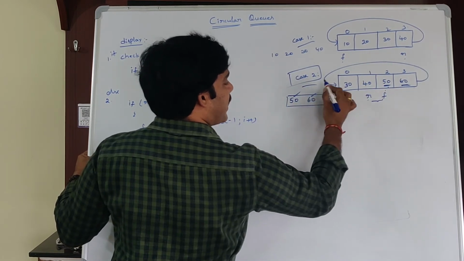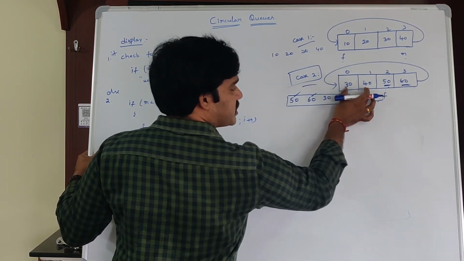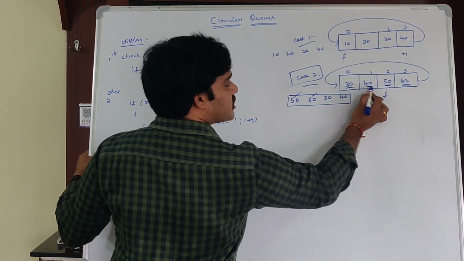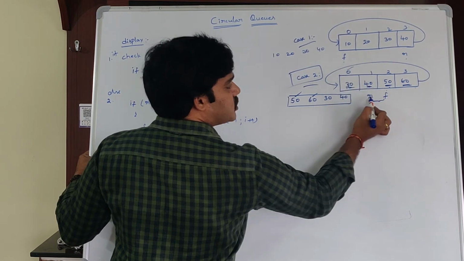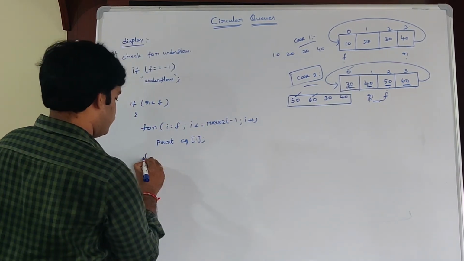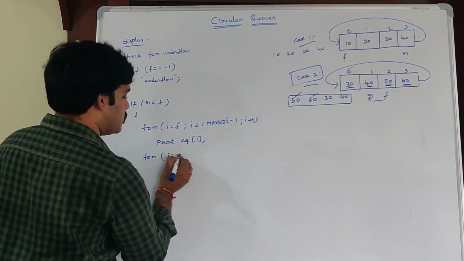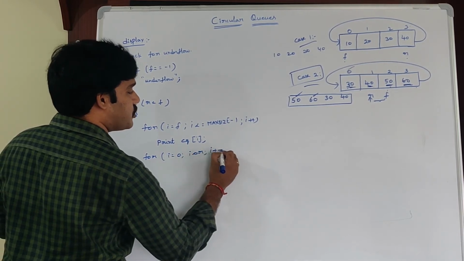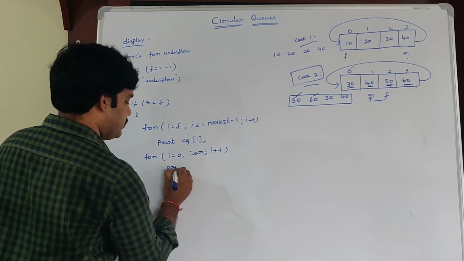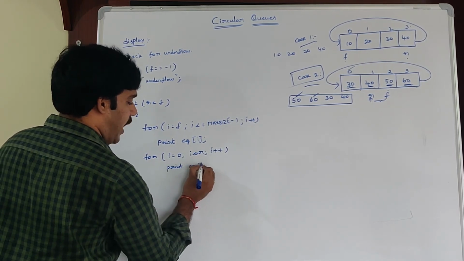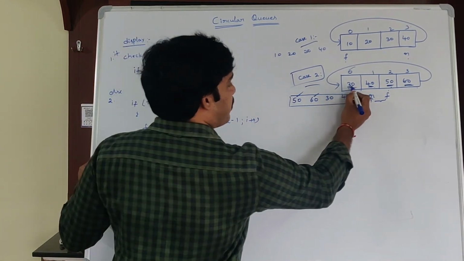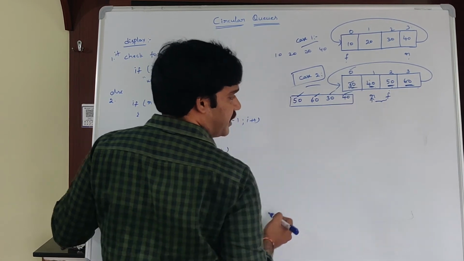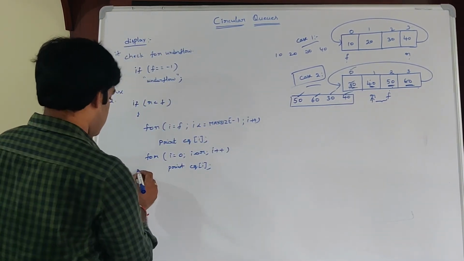After displaying the elements 50 and 60, next display the elements 30 and 40. How to display the elements 30 and 40? For I is equal to 0 to which one? R. For I is equal to 0, I less than or equal to R, I plus plus, print CQ of I. That means I equal to 0 prints 30, and next, up to R, it prints 40.